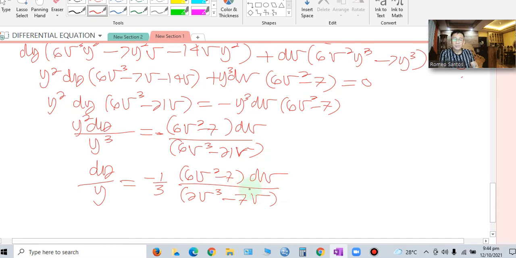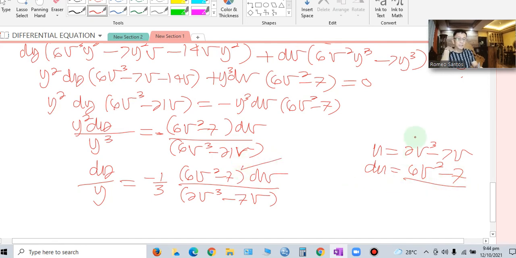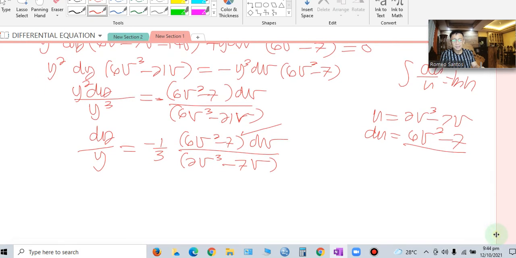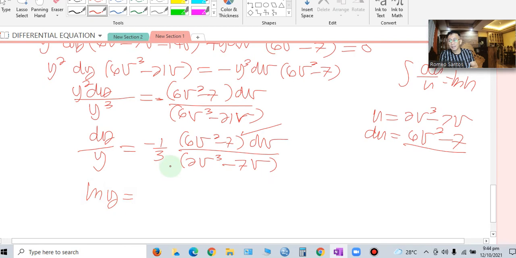Ayan. Now observe that kung u natin is 2b cubed minus 7b, ang du niya is 6b squared minus 7, which is this one, di ba? So this conforms with yung du over u. This is ln of u. Okay, so napakaganda ng kinalabasan niya pag homogeneous function. So this is now ln y. Multiply natin yung 3 dito. Lagay natin. So this is negative ln of 2b cubed minus 7b.